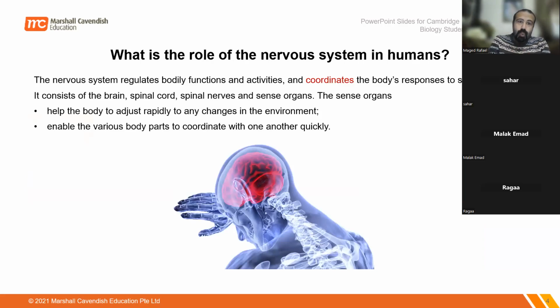Okay, so the nervous system plays an important role, specifically in humans. I'm not talking about a nervous system definitely for plants. I'm talking about the nervous system in humans. If I asked you what is the major role of the nervous system, you should definitely say that the nervous system regulates the body functions, not only regulates, it also coordinates the body responses.